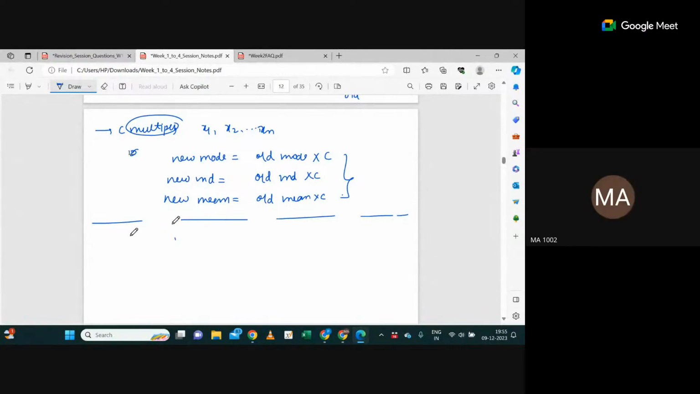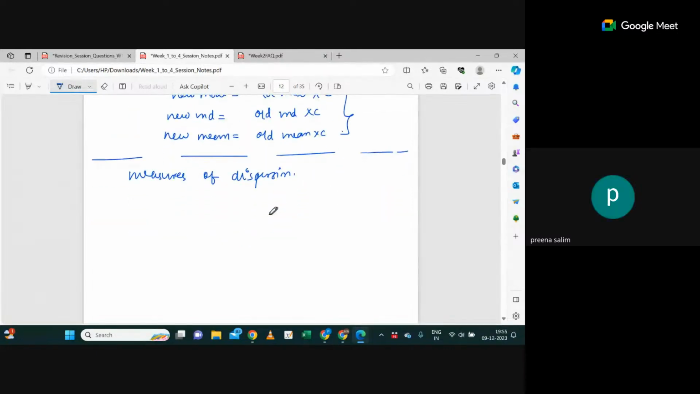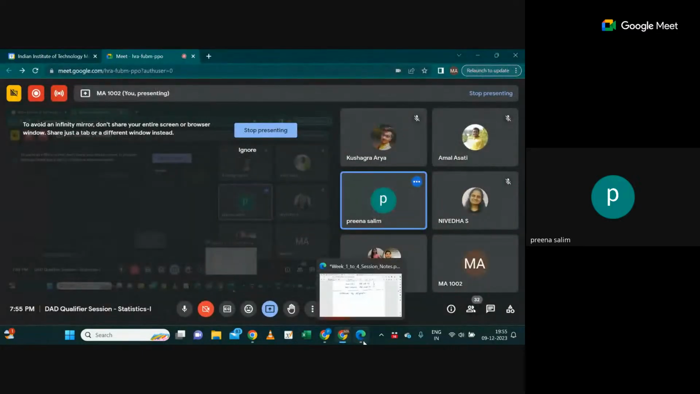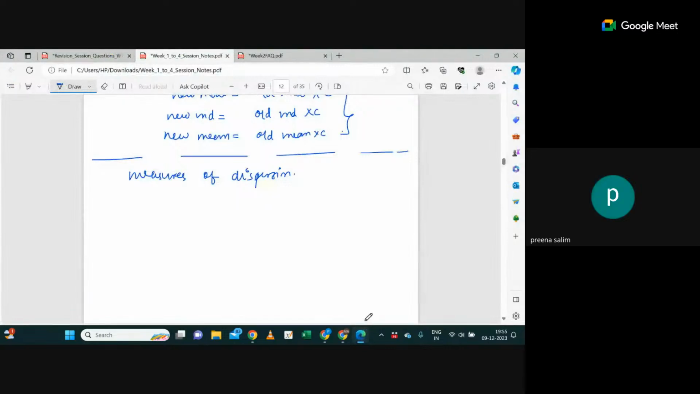Okay, so the next concept is called measures of dispersion. What is this? Why are we interested in calculating measures of dispersion? How the individual terms are different from the mean, how much scattered apart they are. Basically I'm interested to know the variability of my data set, or how much spread there is in that particular data set.